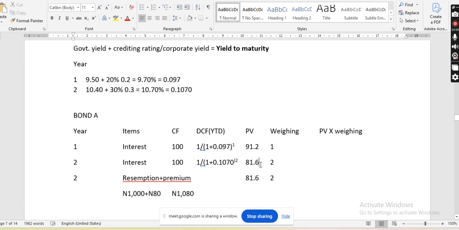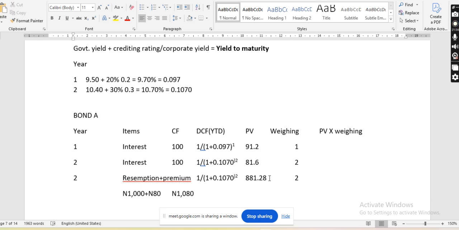Have you multiplied this? For year 2, for the redemption and premium, it is 881.28. Let me separate this one. Let me separate it this way. So don't forget, this will be the same thing in year 2.